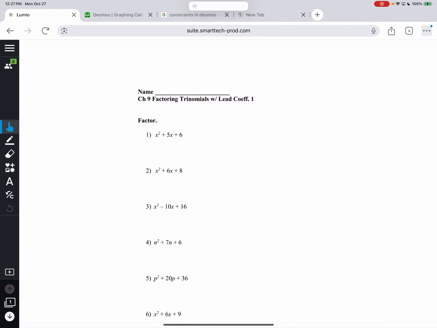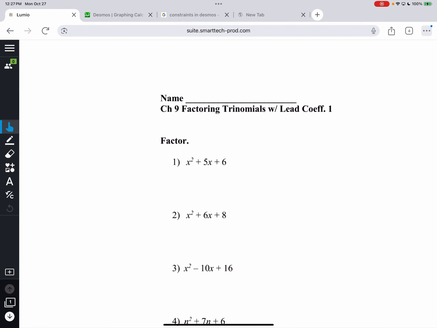Thus far we've been factoring binomials, which have 2 terms. We've been looking for the greatest common factor, and then looking to see if there's a difference of perfect squares. We have also worked with grouping because we had 4 terms. Well, now we're going to back up and deal with 3 terms. So we're going to factor trinomials. Today, the lead coefficient is 1.